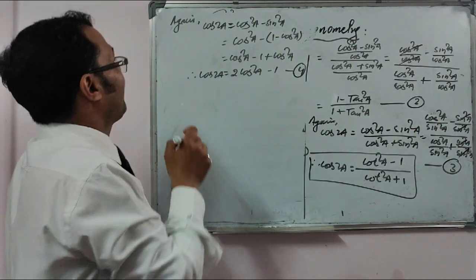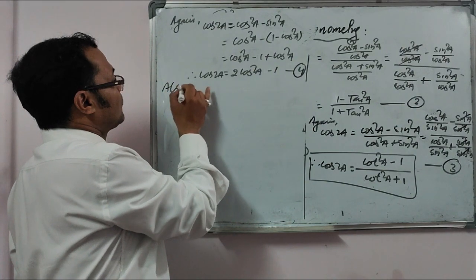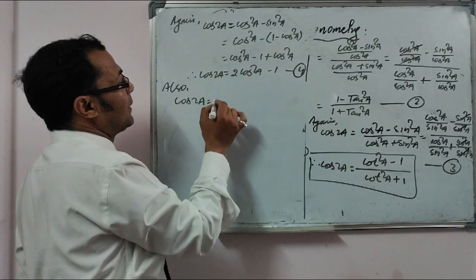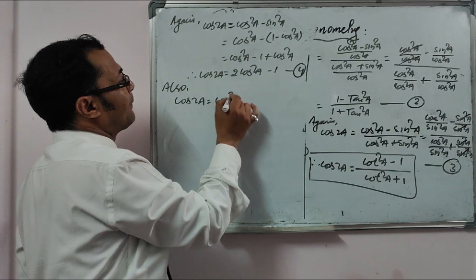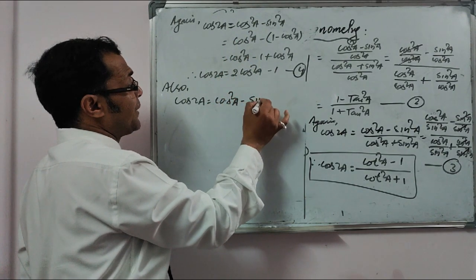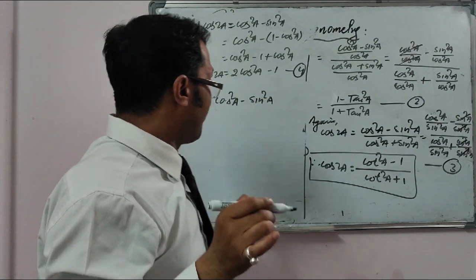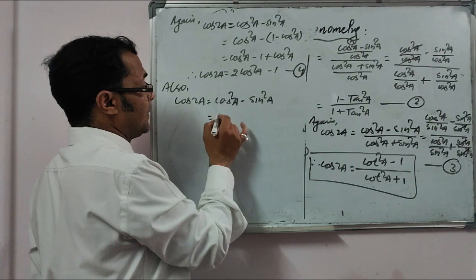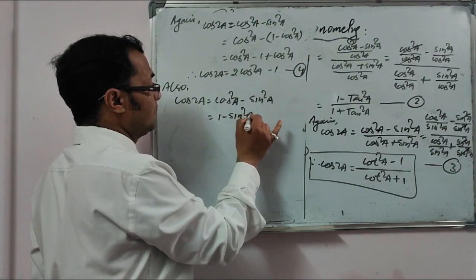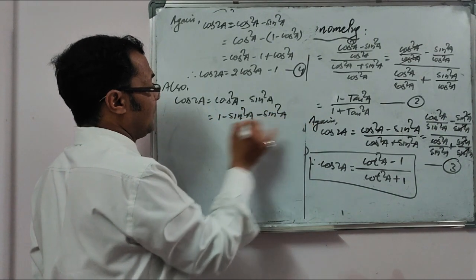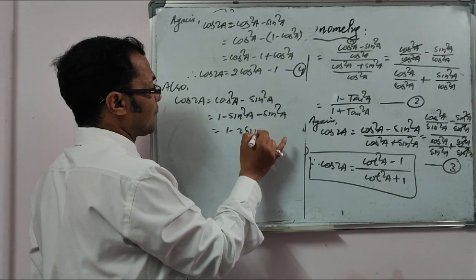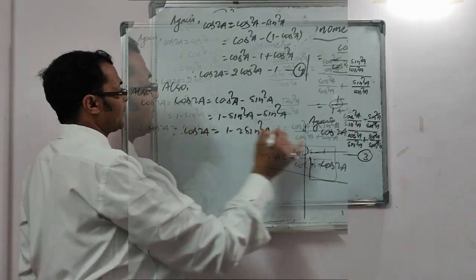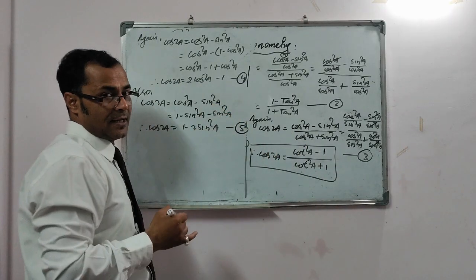Also, look at cos 2A equals cos square A minus sin square A. And now I'm going to make the formula only in terms of sin. So for that, I don't need this cos square A. So 1 minus sin square A minus sin square A. So that is 1 minus 2 sin square A. So this is the formula for cos 2A in terms of sin.